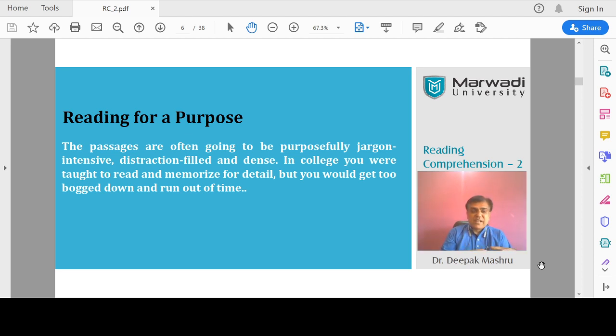So you start calculating words per minute and your speed and all. That will not help you unless you understand the core purpose, why you are reading and why the author has written this paragraph. So these two things are very important. You need to understand this.